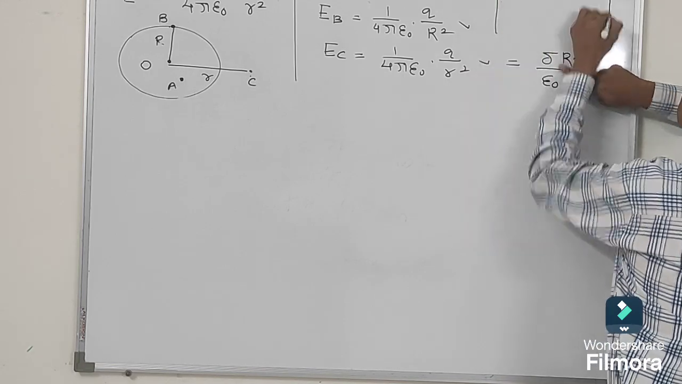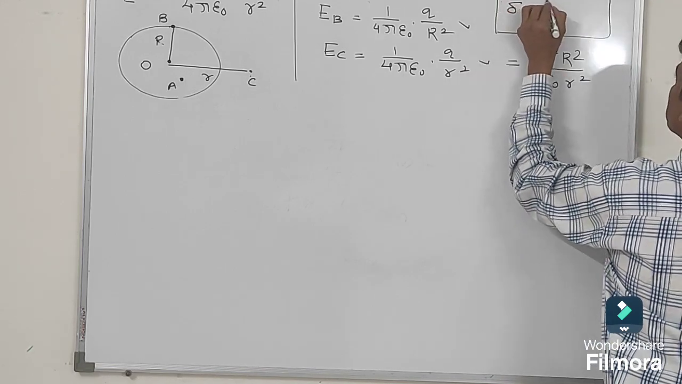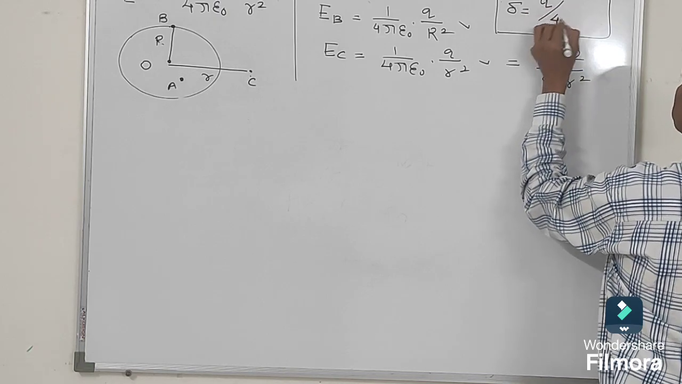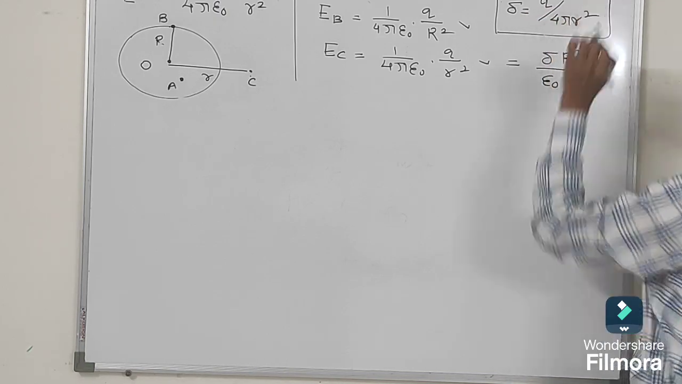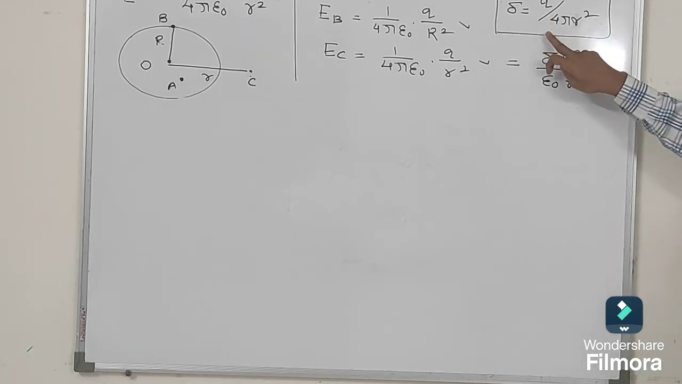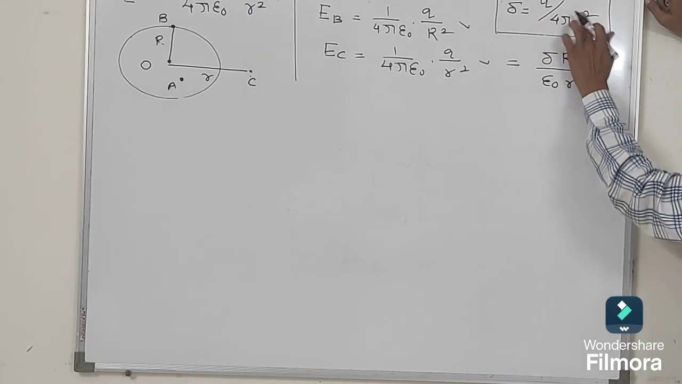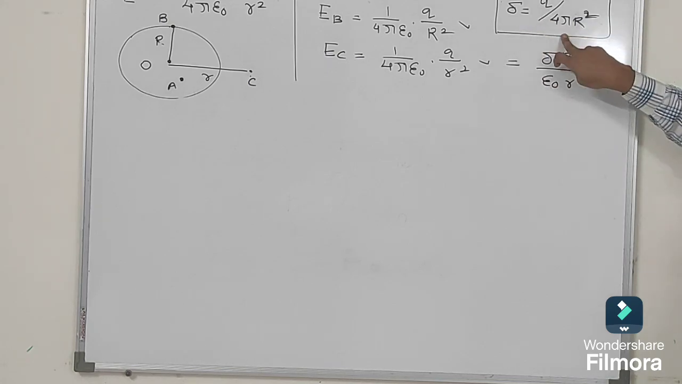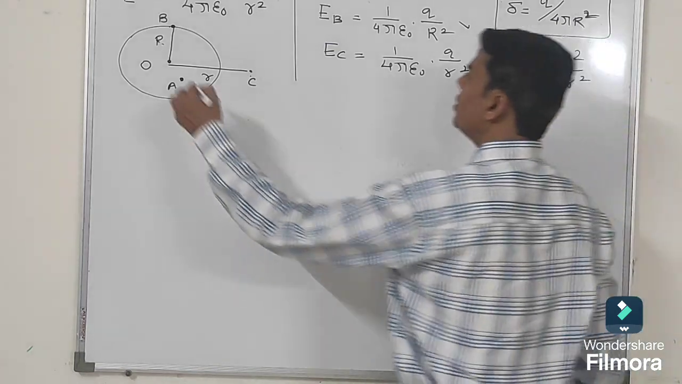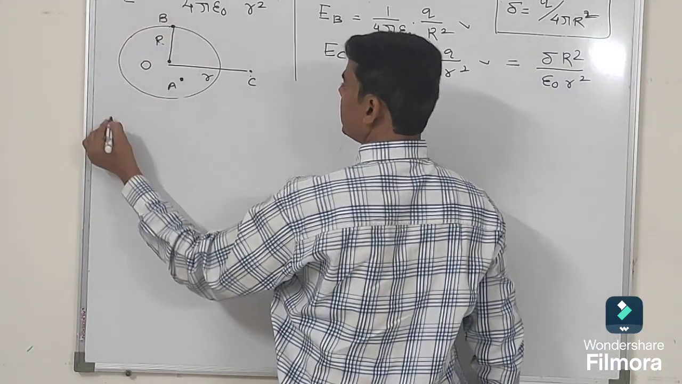What is sigma? Sigma is charge per unit area. Here we can write sigma as charge Q upon 4 pi r square. Sigma is charge per unit area, that is surface charge density. So this is an important application of Gauss's theorem for electric intensity.